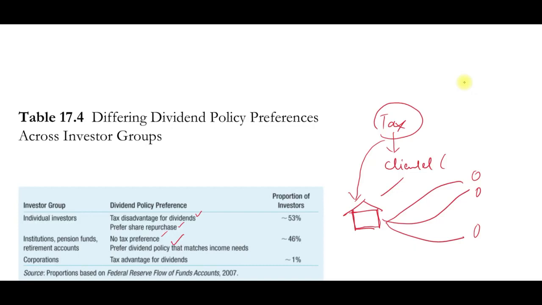So for instance, if the company is mature, the company would prefer those segments of the clientele that really need more cash, because when companies are mature, they don't have much to grow. So they would love to pay dividends.